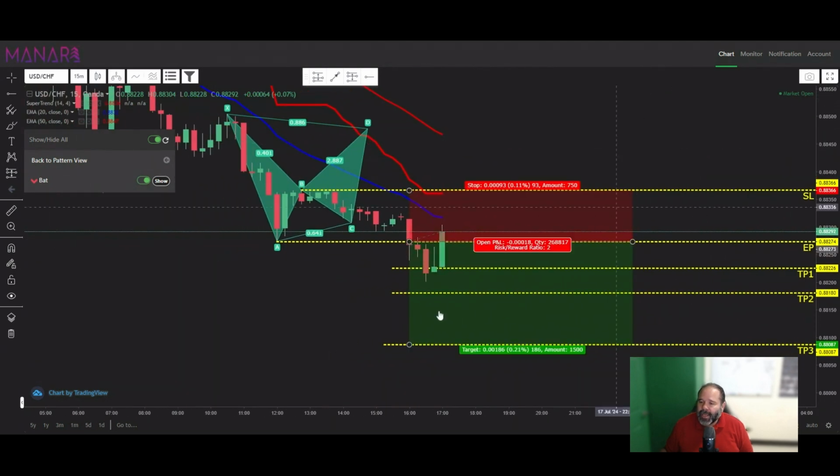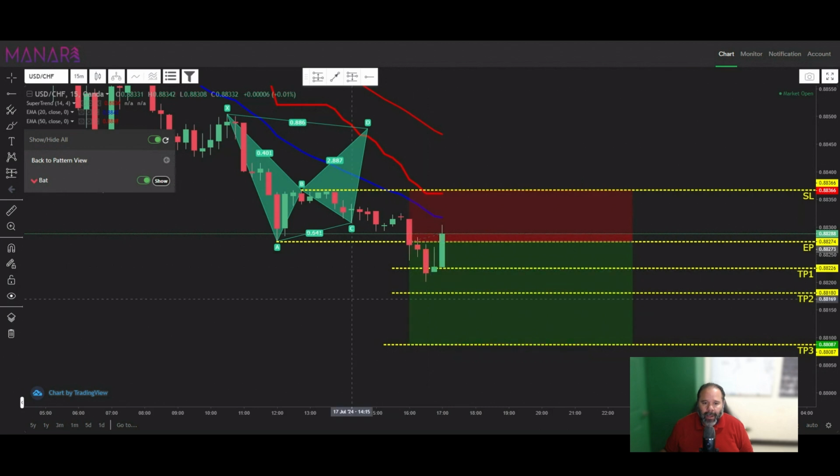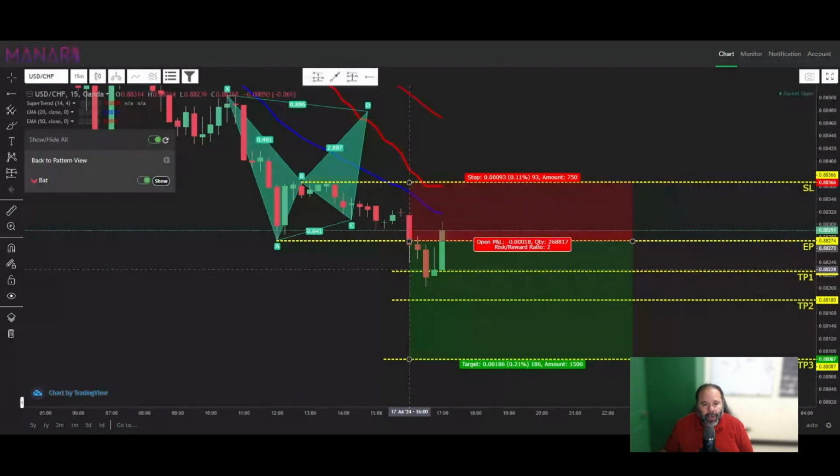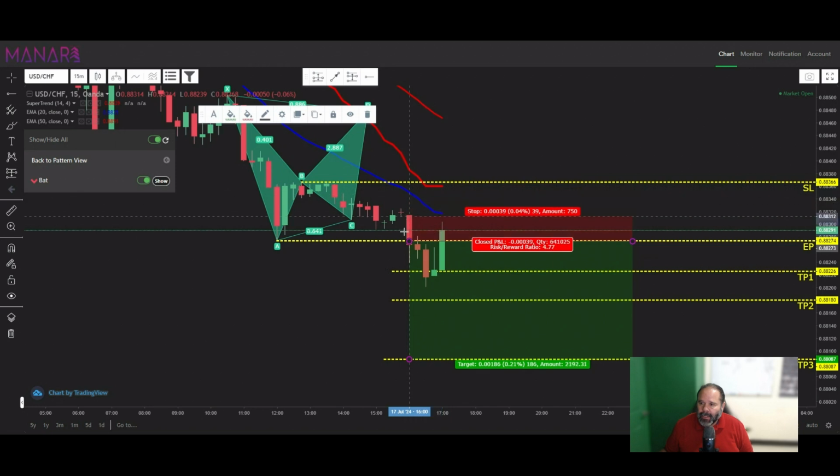So as you can see, if you have taken this trade, it already hit TP1. Okay. And then it made a retracement back to entry point. So this is the way you can handle the order management. You have many options. When it hits TP1, you can sell a portion of your trade, and then you can move your stop loss to the point of entry.